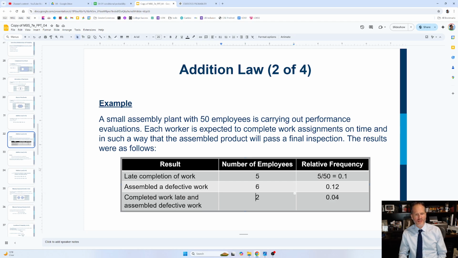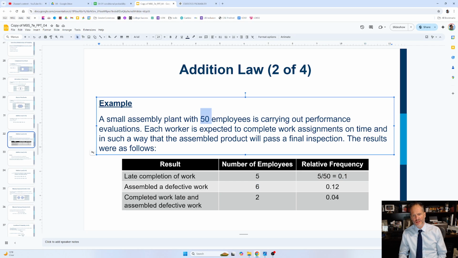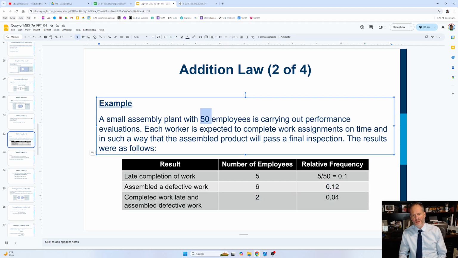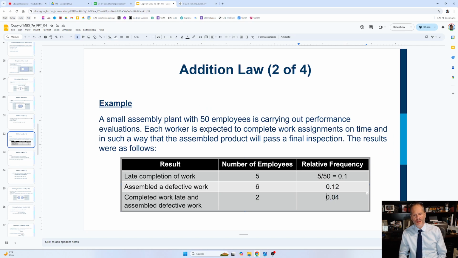So there's the frequency. I'm thinking that the probability of event A, that your work was late, is 0.1. And so 0.1 is 5 out of 50 or 10 out of 100. This is 6 out of 50 because there's 50 employees, or 12 out of 100, 12%. This is 2 out of 50 or 4 out of 100, right? Or 0.04.